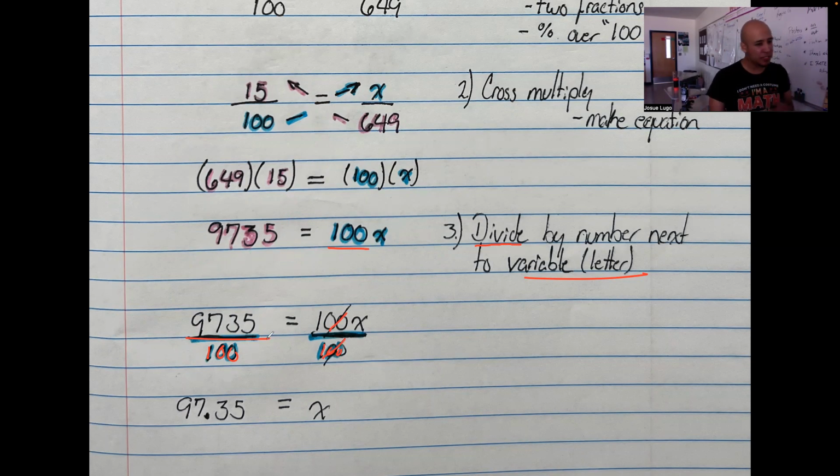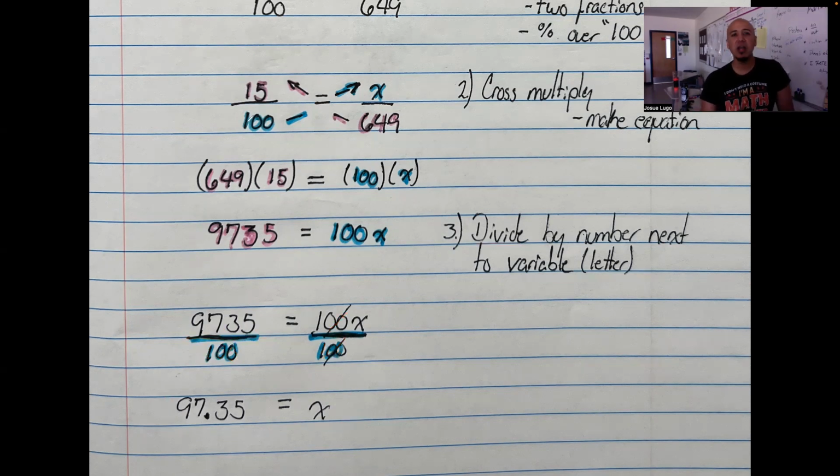Now, dividing by 100 is super easy. It's the same as taking the decimal of whatever number you're working with and moving it over 2 times to the left. You can actually work it out if you want to, but that means that my missing part, the part, is $97.35. Now, let me quickly recap that, ladies and gentlemen.